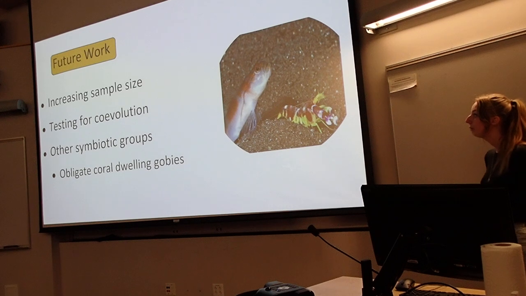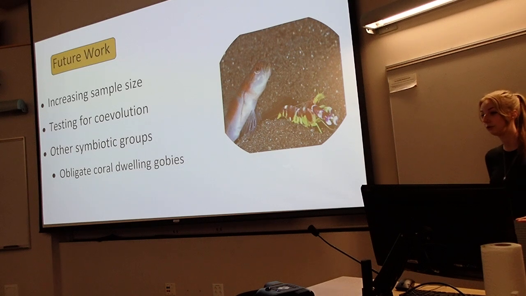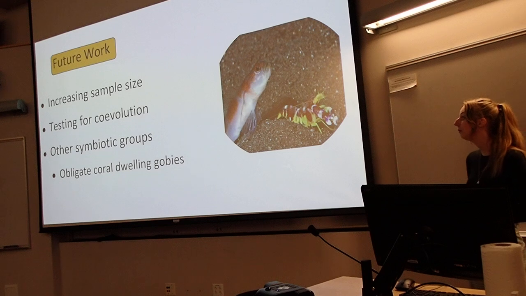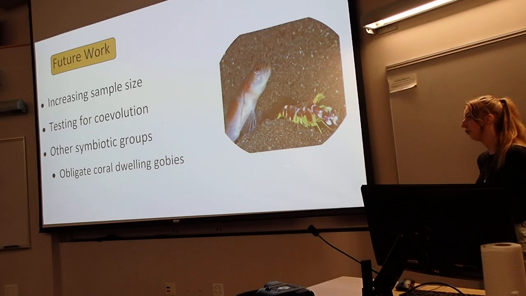So for future work, one thing we could do is try to increase our sample size to see if maybe that pushes that significance of that AIC score and selects one model over the other. However, we had a pretty robust sample size with shrimp and non-shrimp gobies. We could also test for coevolution because this showed up multiple times in the phylogeny. That might be a good way to understand how the evolution of this trait is acting on morphology as well.